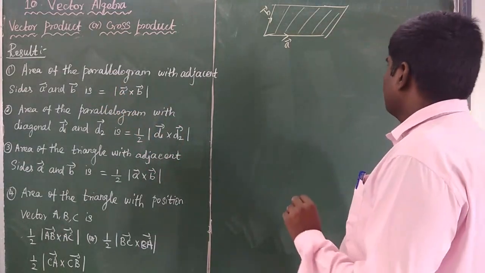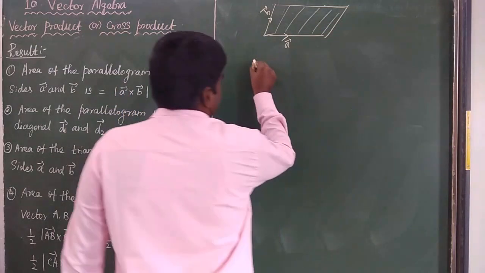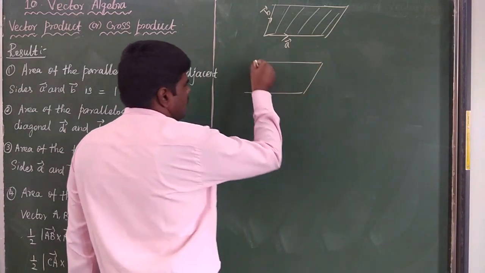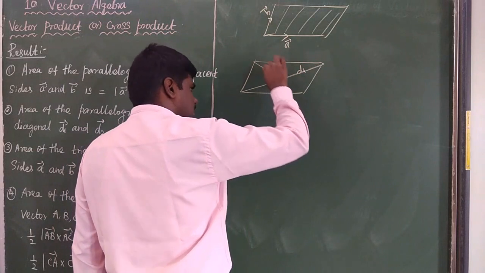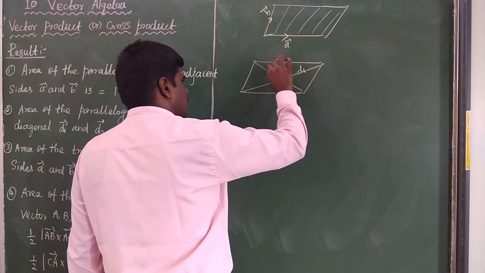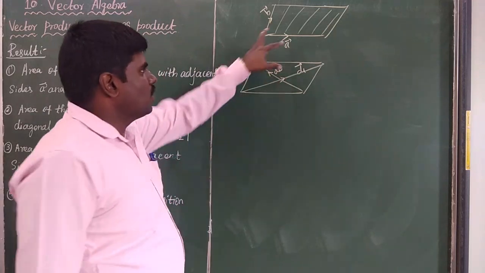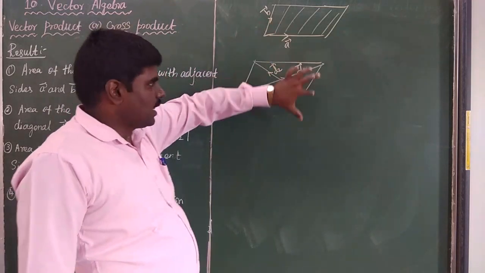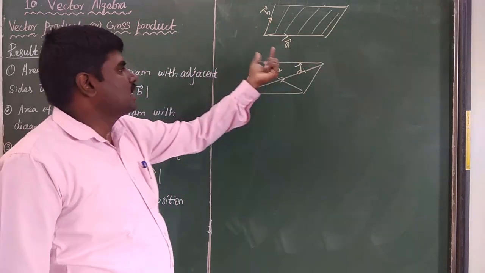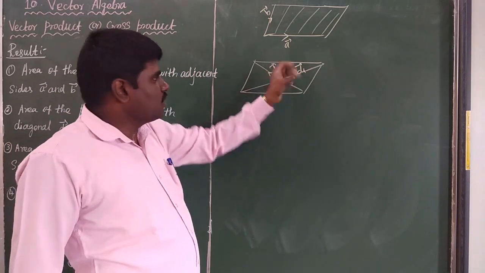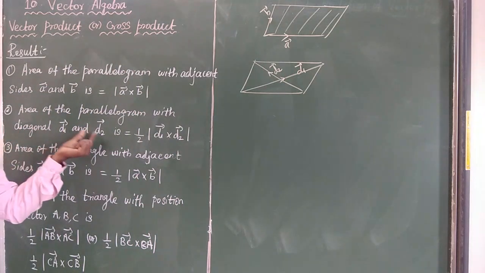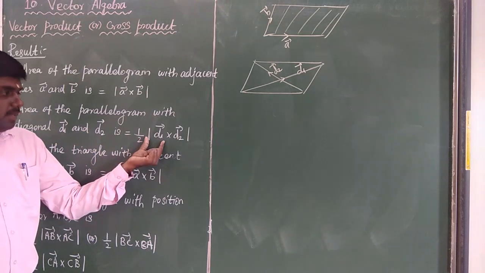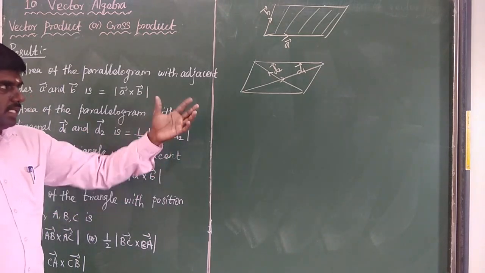Next, the second: in the same way, another parallelogram. Here, the diagonals are given. One diagonal is D1, and the other diagonal is D2. The two diagonal vectors are given. The first one was two adjacent sides given; how to find the area? The second one is the same, the area of the parallelogram, but now the two diagonal vectors are given. How to find the area? Another result: if the diagonal vectors are D1 vector and D2 vector, the area is half the magnitude of D1 vector cross D2 vector.